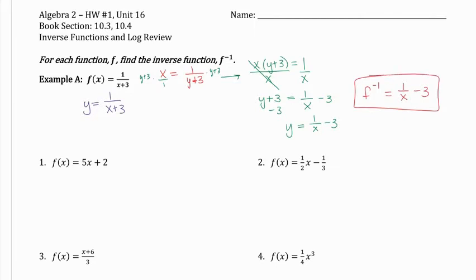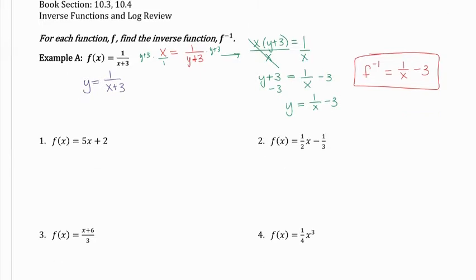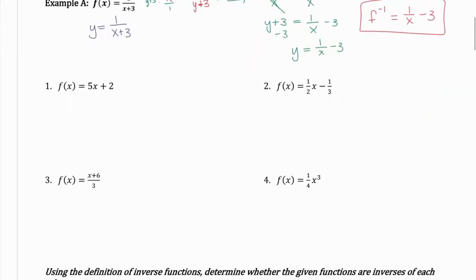Ta-da! Okay, so remember, the easiest way to find an inverse of a function is to write it as y equals, switch the x and the y, and then solve for y. Okay? All right, so you guys can try that on the next 4 that you see there, same process.